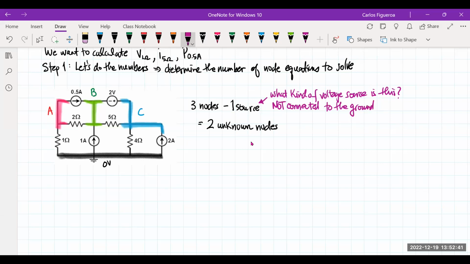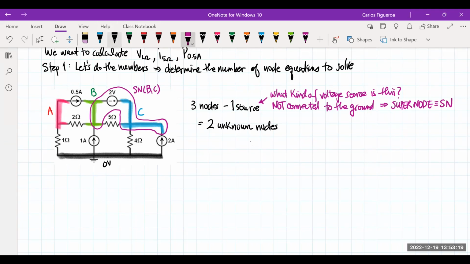So if it's not connected to the ground, that means it's a supernode. A lot of times I write it as SM. So if this is a supernode, I'm going to come in now and draw in my node. And there's my node right there. Okay, so this is my supernode between B and C.